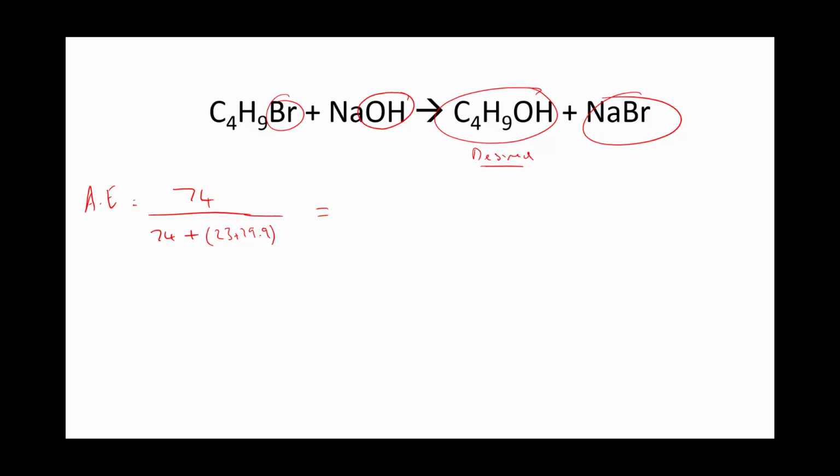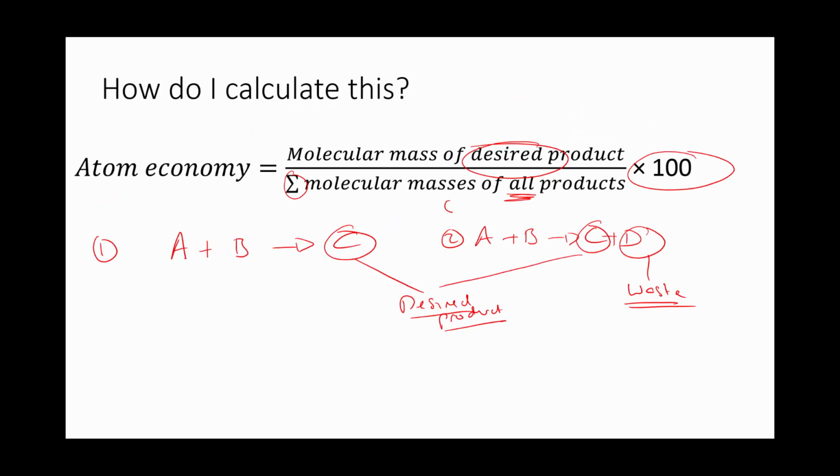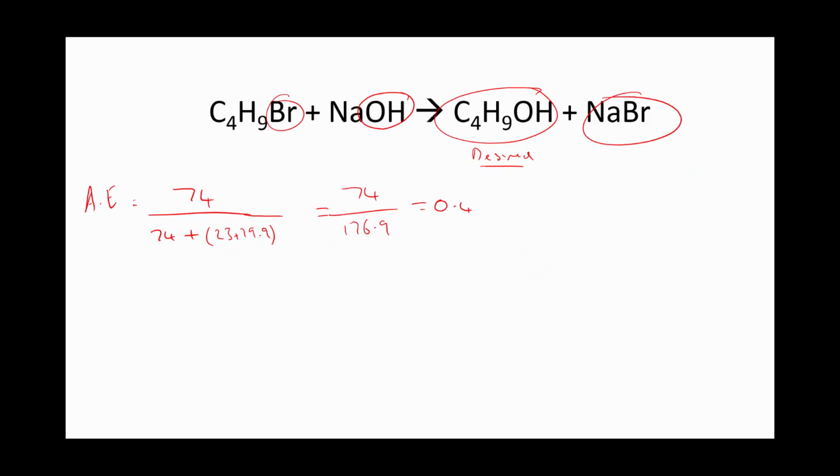So if we get that together, we should get 74 over 176.9 is equal to 0.418. Now, of course, we've not multiplied by 100, so let's multiply by 100. So if we do 0.418 to turn it into a percentage, it's equal to 41.8%. So the atom economy in this reaction here is 41.8%, which is rubbish, right?